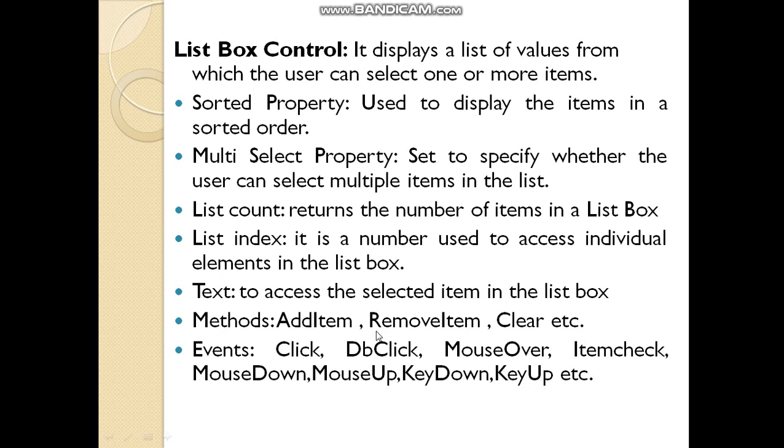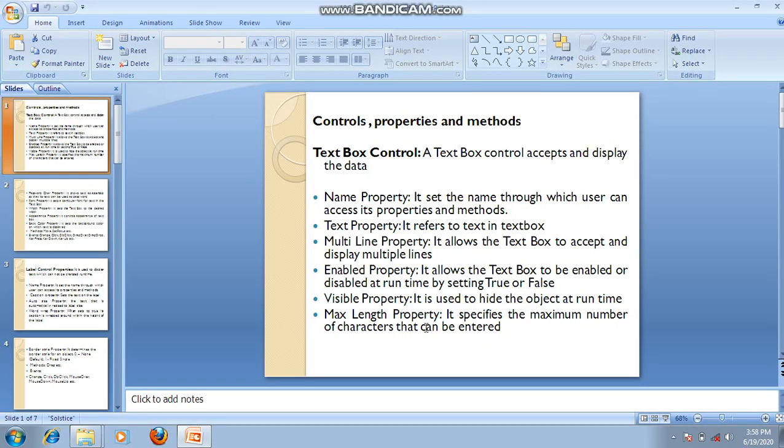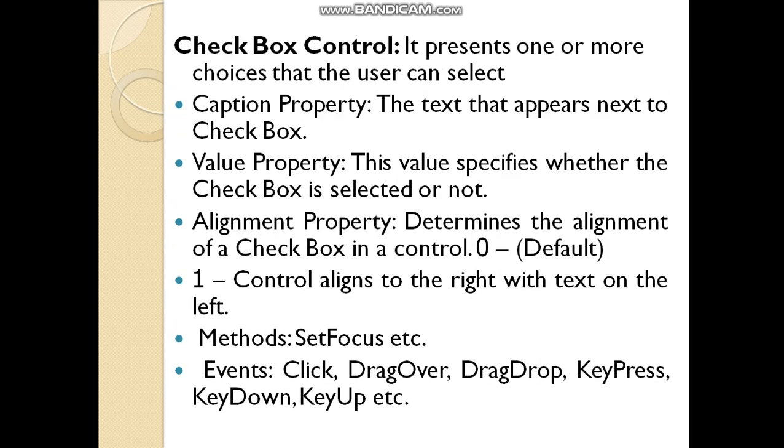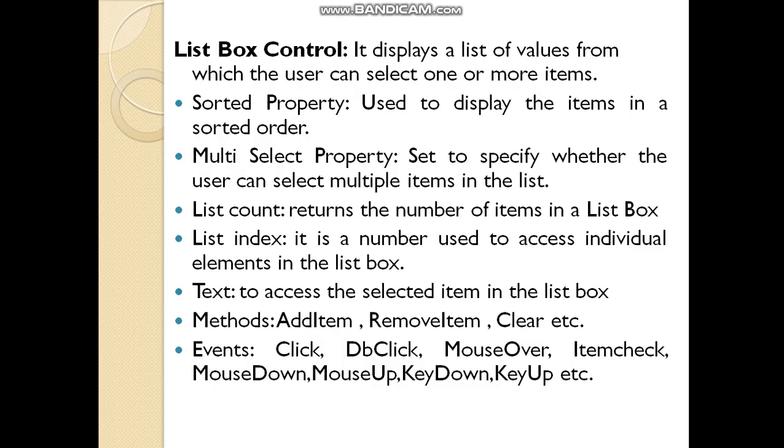Okay, methods: add item. Using the add item method, we add items to a list box at runtime. Remove item deletes items. Clear means clearing the list box items. Then next events: click event, double click event. So there are many events. Okay, this is the list box control.